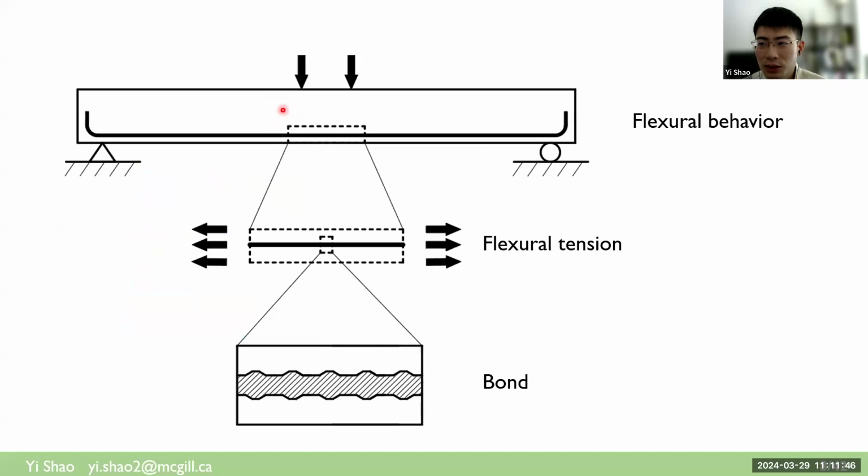And then to understand the flexural behavior of reinforced UHPC, we need to understand the flexural tension behavior of steel reinforced concrete. So we need to understand the tension behavior on the tension side for the steel rebar combined with UHPC. And in order to understand the flexural tension behavior of rebar reinforced UHPC, we need to understand the bond between steel rebar and UHPC. So we'll start from the reverse order, first talking about the bond, then talking about the flexural tension, and then talk about the flexural behavior of reinforced UHPC beams.